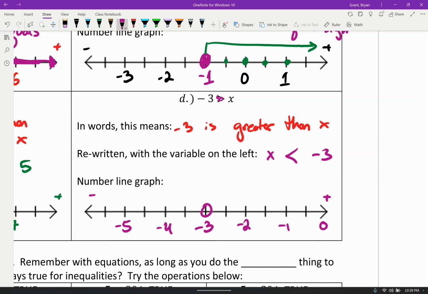Start at -3. Think x's are numbers less than -3. Which way is less than? Towards the positives or the negatives? Well, negatives are always smaller, so we want to go this way. So solutions could be -4 or -5, which means we're shading to the left. And do we fill in the -3? No, we can't use it. -3, it would be equal, and there's no equal to sign.